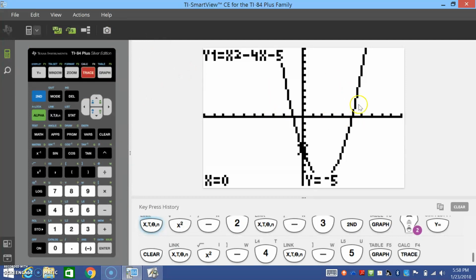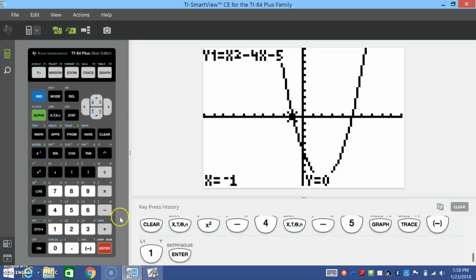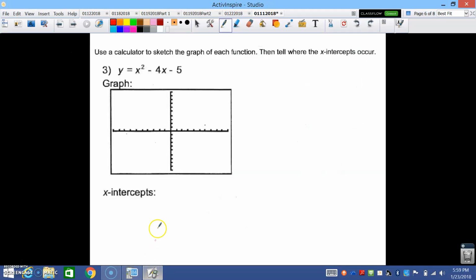Okay, now we need to figure out what our roots are, our x-intercepts, our solutions. So I can trace, and I think that one's negative 1, so let me type in negative 1. Okay, and so I get y equals 0, so that's good. And then the other one would be positive 1, 2, 3, 4, 5. Okay, 5. And we also get y equals 0, so that's also good. So our x-intercepts are negative 1 and 5.